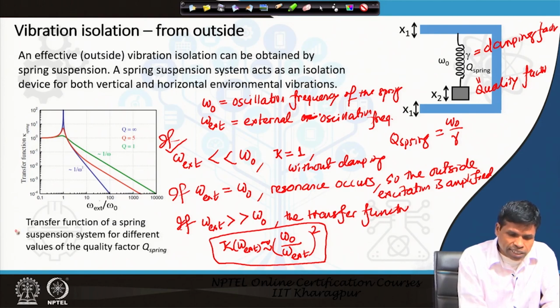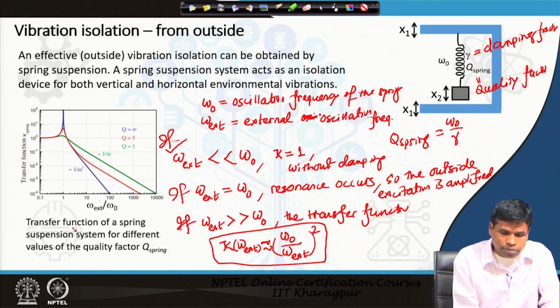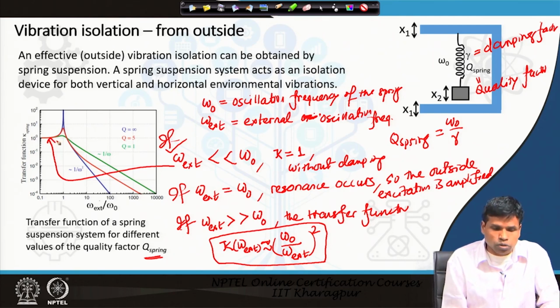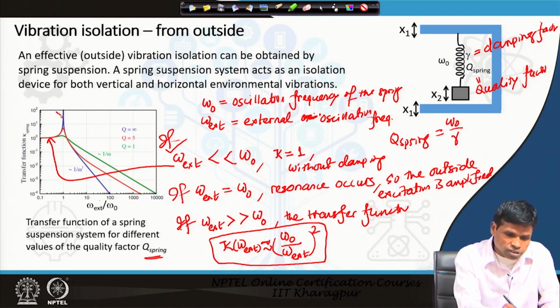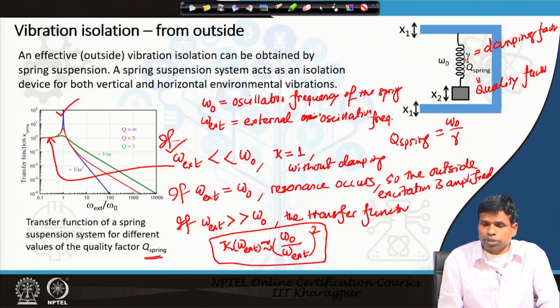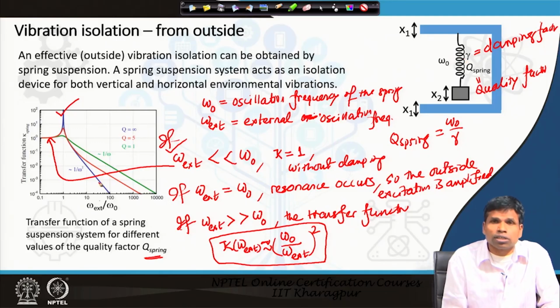Here in the left side we see the transfer function of the spring suspension system for different values of the quality factor. If omega ext is less than omega 0, then the transfer function is almost 1 without damping. Resonance occurs when omega external is just equal to omega naught, and when omega external is greater than omega naught, that means the outside oscillation frequency is greater than the oscillation frequency of the spring, then we are finding the transfer function less.